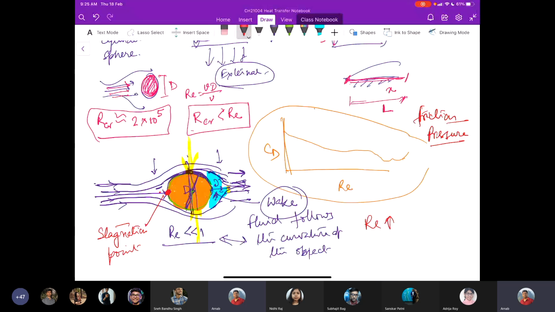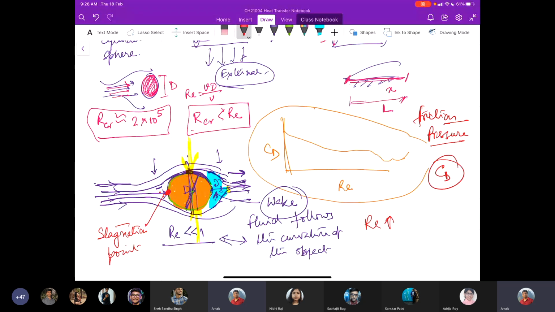The pressure drag comes from the pressure difference between the stagnation point on the front side and the opposite low pressure side. And the friction drag mainly occurs due to the skin friction. So the drag force is also related with the drag coefficient.